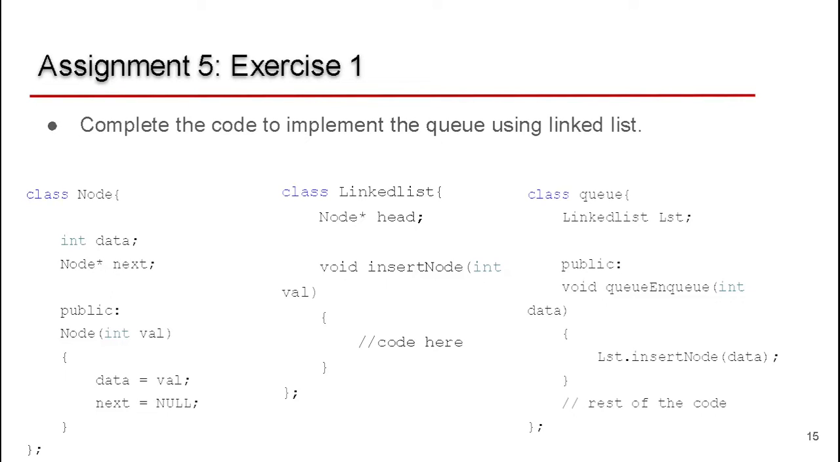Now is the fun part, where you need to implement this in C++. You can start from the code, just to keep you with a basic code. I wrote very simplistic code for you, asking you to implement the queue using a linked list. You have the class of node, as we discussed before, node with the constructor, and we have the class linked list. Again, we have insert node, and you need to add also delete node.